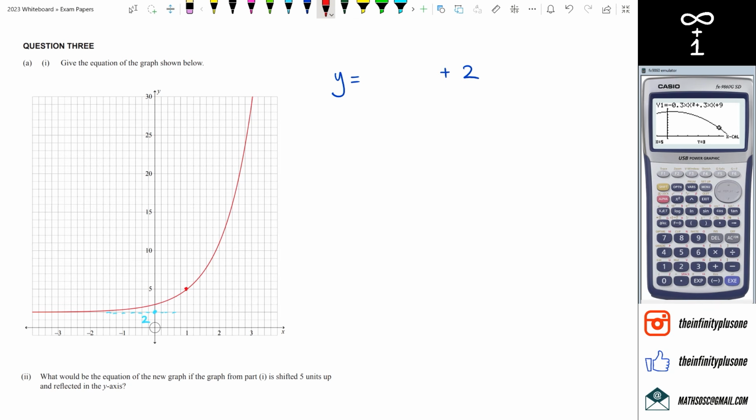So at 1, it's at 5. At 2, it's at 11, is it? Yep. And at 3, what am I looking at here? Is it 29? And at 3 it's at 29, all right? So I'm going to put this out in a table: 1, 5, 2, 11, 3, and 29.